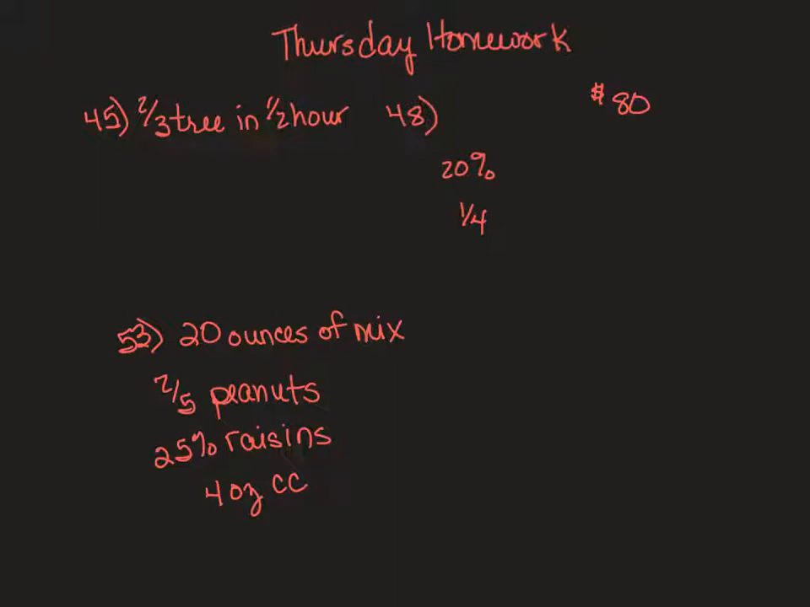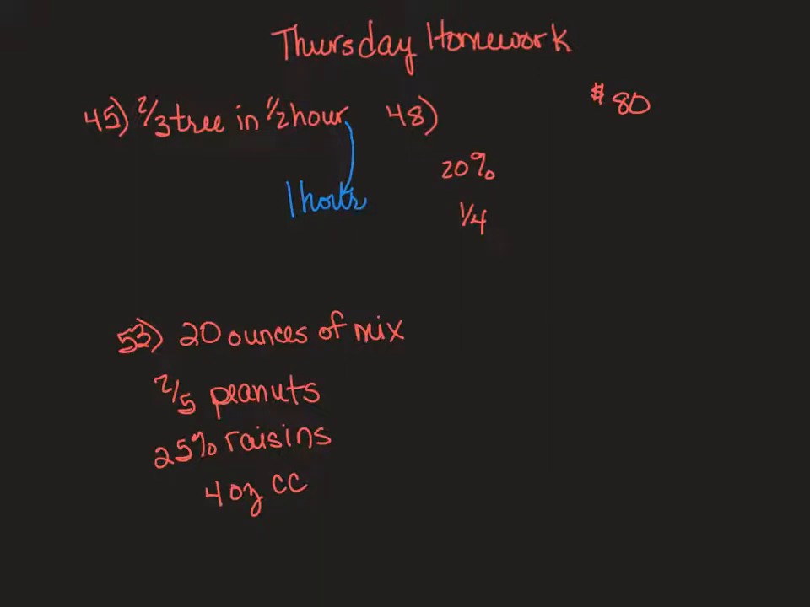Okay, so in problem 45, it says that Chris is trimming trees, and he can trim 2/3 of a tree in 1/2 hour. And they want to know what the unit rate is. How many can he trim per hour? And this problem is pretty straightforward. Okay, so you are just saying, I'm taking 1/2 an hour and I'm bumping it up to 1 hour.